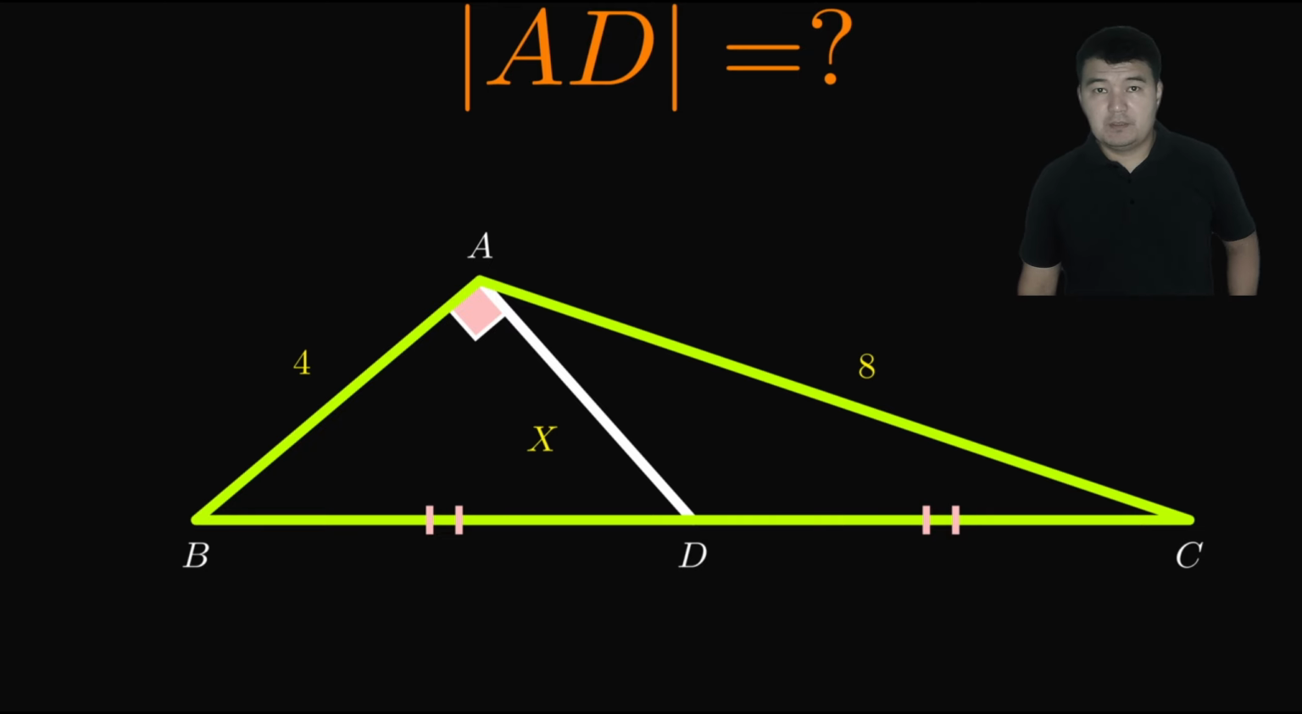Let's find the median of this triangle, which is AD. So in the given triangle, one of the sides is 4, the other side is twice 8, and we have the midpoint D here. We want to find AD. This angle AD is 90 degrees here.